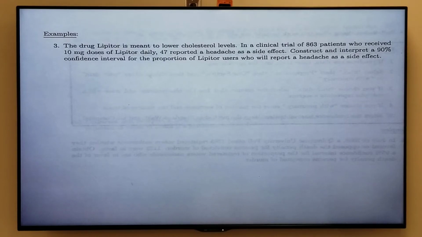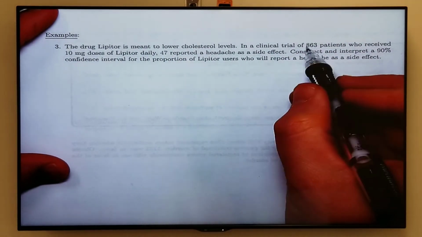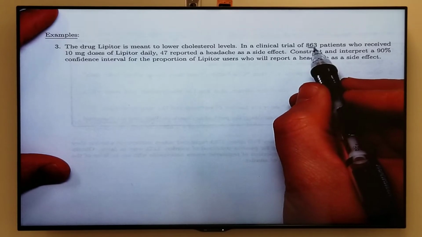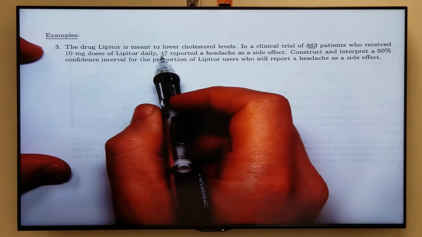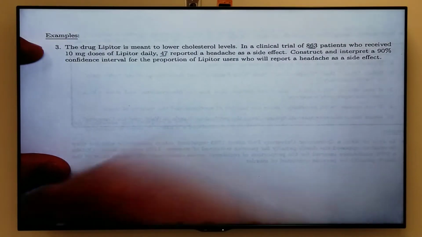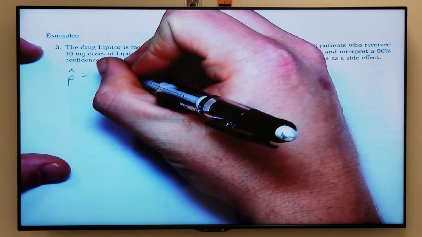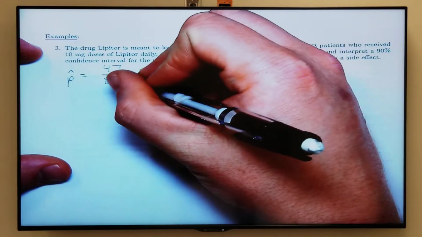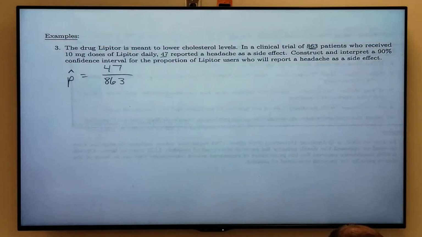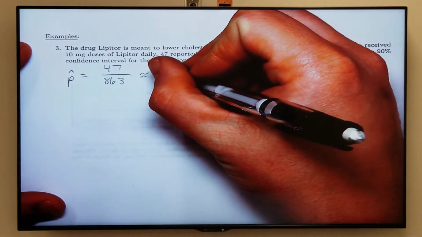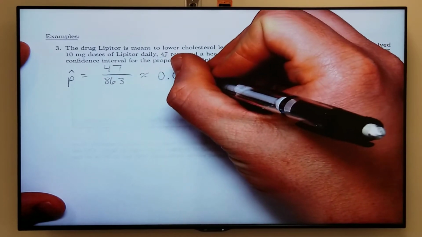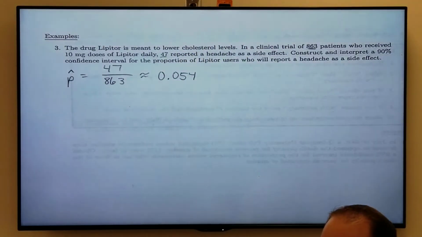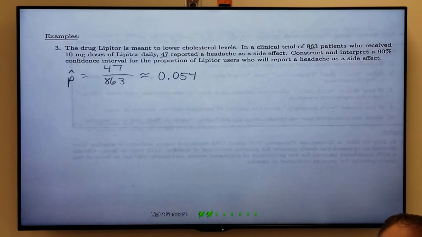Okay, well, first of all, we can get the sample proportion. There were 863 patients in this particular trial, and 47 of them reported headache as a side effect. So the sample proportion of people who experienced headache as a side effect was 47 out of 863. And that comes out to about, I'm going to round to 3 decimal places, so 0.054. So about 5.4% of people who take Lipitor experienced headache as a side effect in this particular trial, okay?